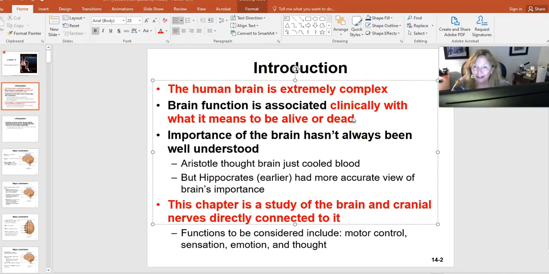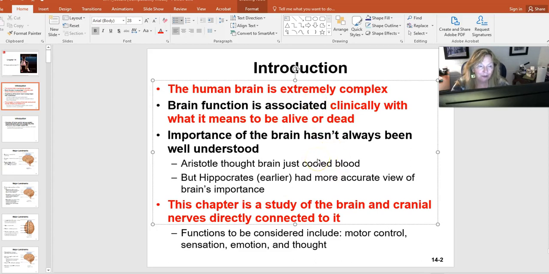This chapter is dealing with the part of the central nervous system that we call the brain. And also we're going to be looking at the cranial nerves, the 12 pair of cranial nerves that actually come off of the brain. So let's go ahead and get started.